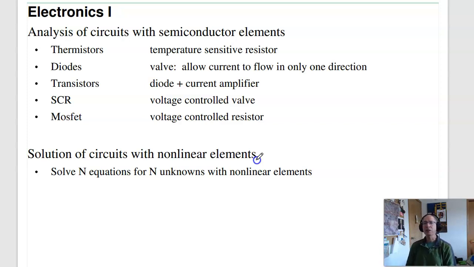The heart of all those devices are electronics. Now, electronics is the analysis of circuits built with semiconductor elements. That includes thermistors, diodes, transistors, semiconductor relays, and MOSFETs. Almost all of these are nonlinear. That brings up the problem of, how do you solve n equations for n unknowns when you have nonlinear equations? That's kind of what we'll talk about today.